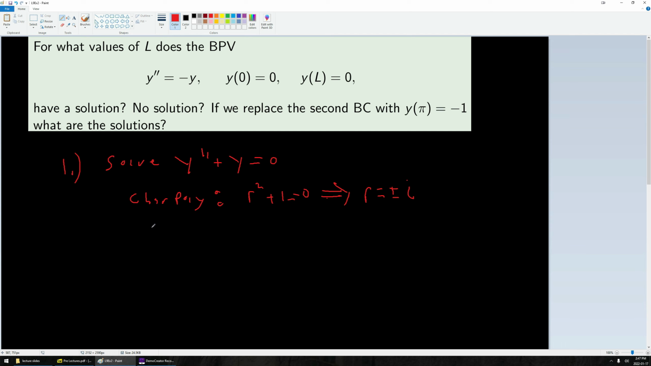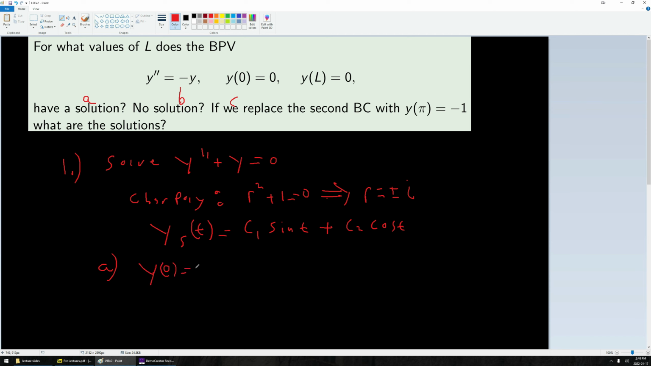Okay, so from here we know that the solution, say y_s(t), is going to have the form c1 sin(t) + c2 cos(t). Okay, so we have the general solution to this homogeneous linear differential equation with constant coefficients. So now I want to ask the first question, when does this boundary value problem have a solution? So we can do a little sub-step here, and if we call this question A, this question B, and this question C.